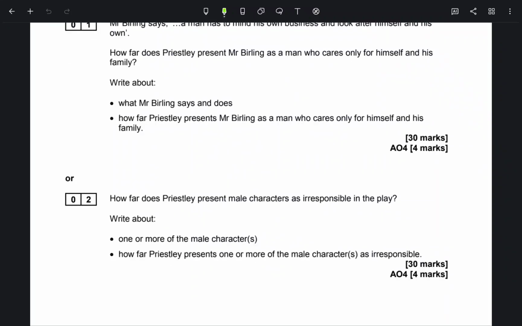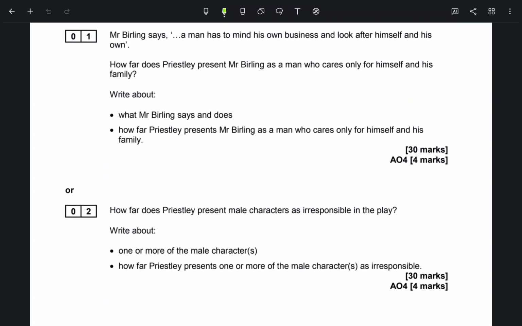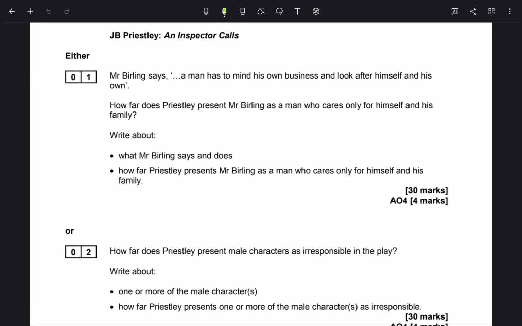Or if you prefer, you can have a go at question 2, which is how far does Priestley present male characters as irresponsible in the play? Write about one or more of the male characters and how far Priestley presents one or more of the male characters as irresponsible. So that's 30 marks again, and AO4 is worth 4 marks. So it's completely up to you whichever question you want to answer. But remember, you would know best which question you are more confident with, okay?